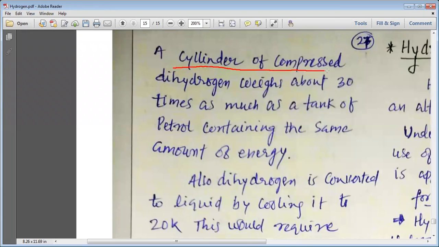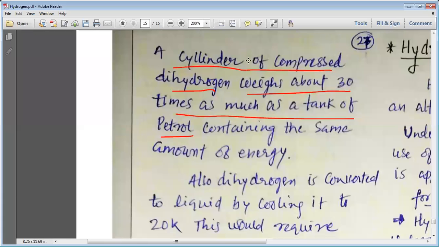A cylinder of compressed dihydrogen. You know, when we want to convert it into liquid, it has to be compressed. Even if we want to store it as gas, it will occupy a large volume, so we need to compress it. So the compressed dihydrogen tank weighs about 30 times as much as the tank of petrol. This is a very important point.